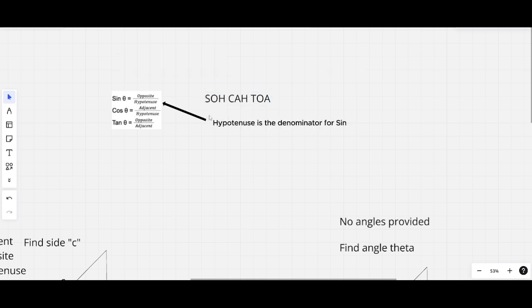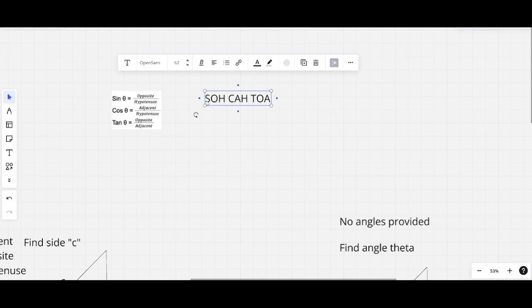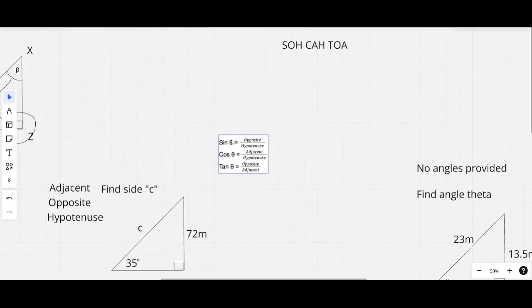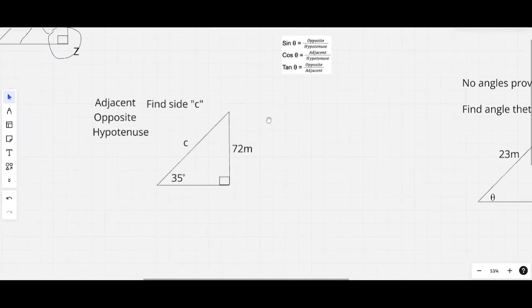So if I were to repeat it, if we just look at the first part, SOH, the S is the sine, the O is the opposite, which is in the numerator, and the H is the hypotenuse, which is always in the denominator because it is the last letter. Now let's actually apply this to a question.